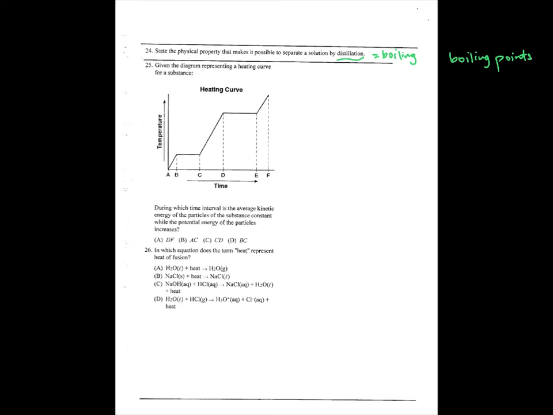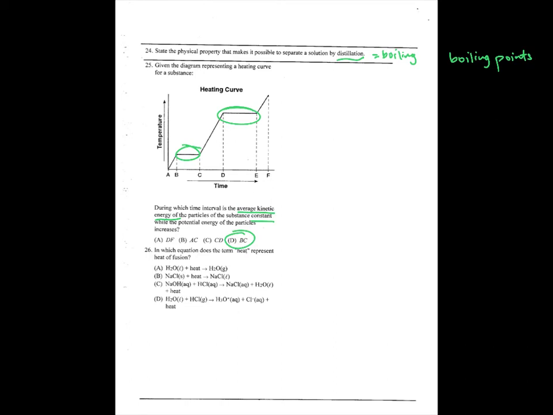All right, number 25. During which time interval is the average kinetic energy, which is temperature, of the particles constant? So we're looking for these guys, while potential energy increases, either BC or DE, and it's choice D.